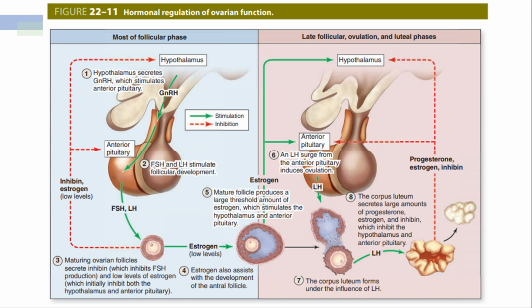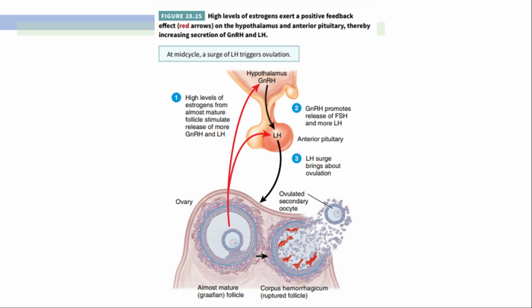The high production of GnRH by the hypothalamus stimulates the production of large amounts of LH by the anterior pituitary. And that phenomenon, we call that the LH surge. Now, the LH surge is the one that causes ovulation. Again, ovulation is the process whereby the oocyte is extruded from the ovary into the fallopian tube.